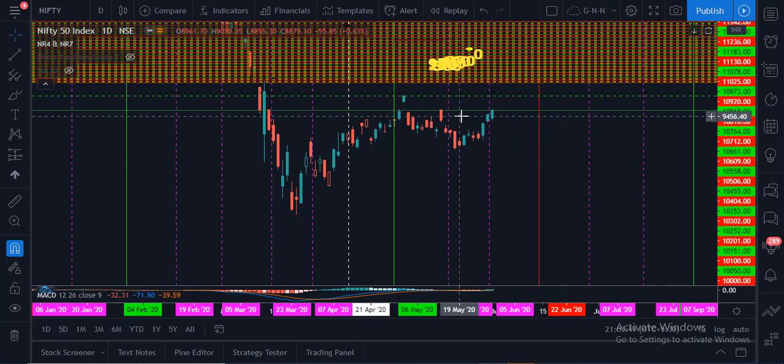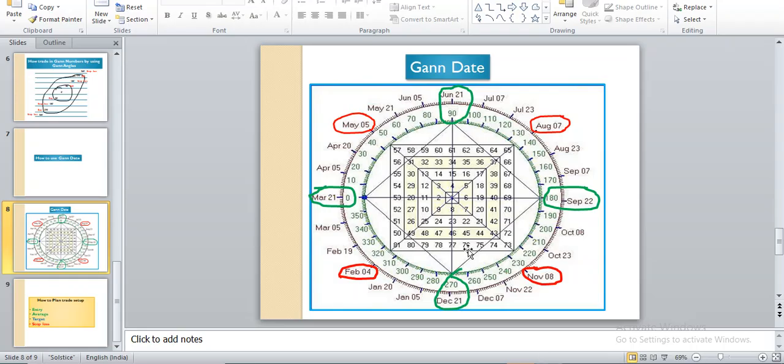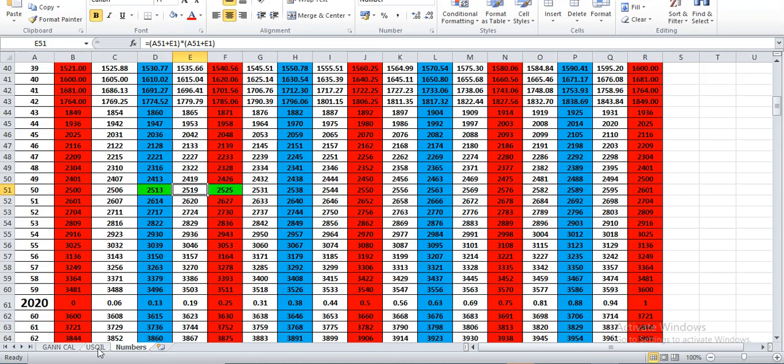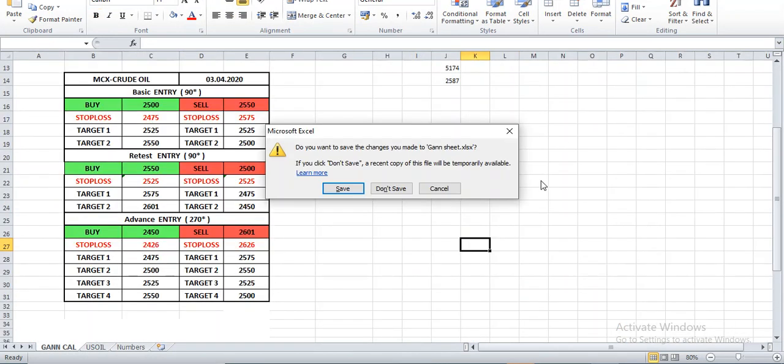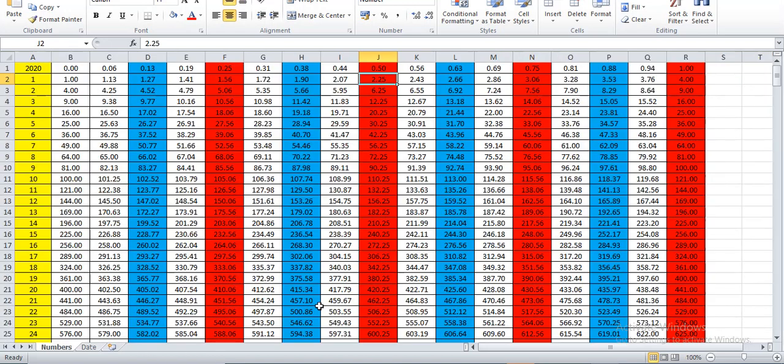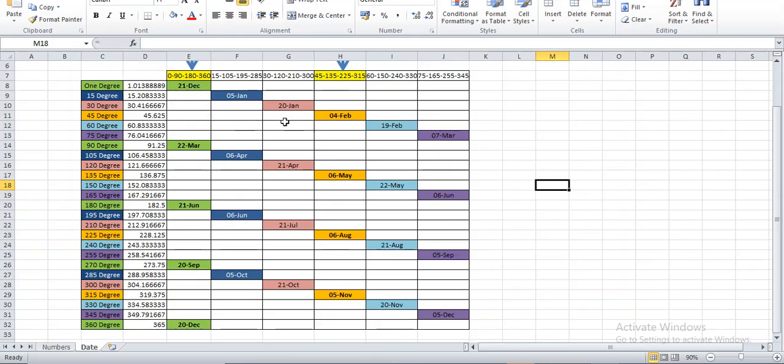So this is how we have to use Gann dates. The dates are already given, even posted in our Telegram group. You can take this, and this Excel sheet also has the Gann dates. So those dates are mentioned. You can mark the dates and wait for a reversal on that day. The reversal can form on that day, or one day before or one day after, and you can go with that trend.